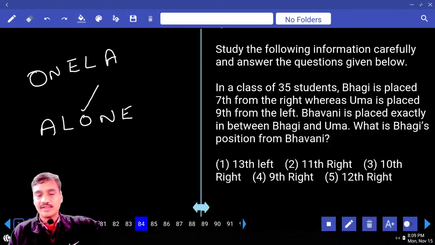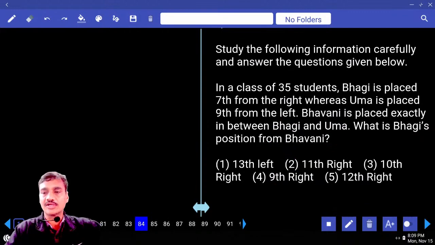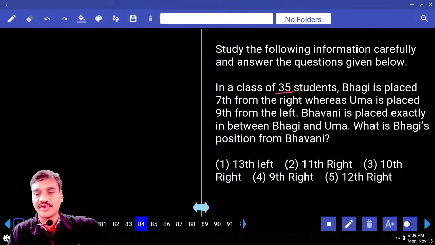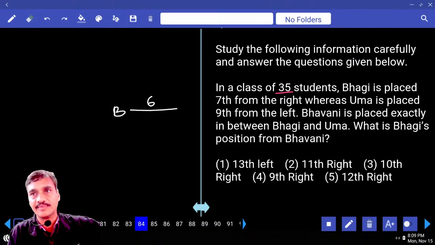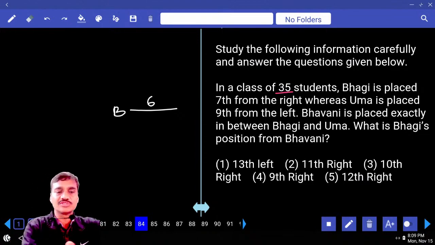Then 84. Now in this 84, in a class the total number of students given is 35. Bagi is 7th from the right. There are 6 students to the right hand side of Bagi. Out of these 35, 7 students were done. How many more are left over? 28 students are left over.